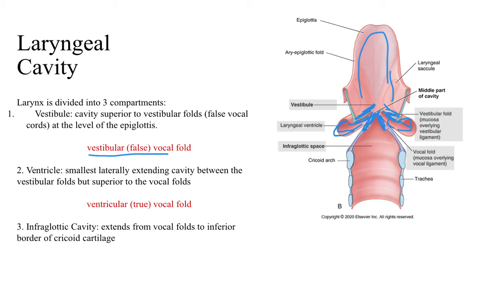And lastly, we have the infraglottic cavity, which is this space down here. Remember, the glottis is the hole between the ventricular vocal folds, the true vocal cords. And so this infraglottic space would be the space below the glottis, between the ventricular folds and the inferior border of the cricoid cartilage. And then everything after that would be strictly trachea.